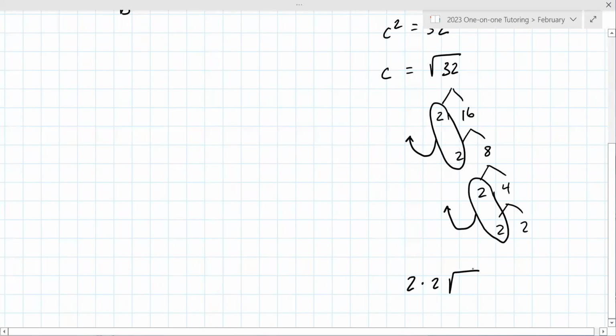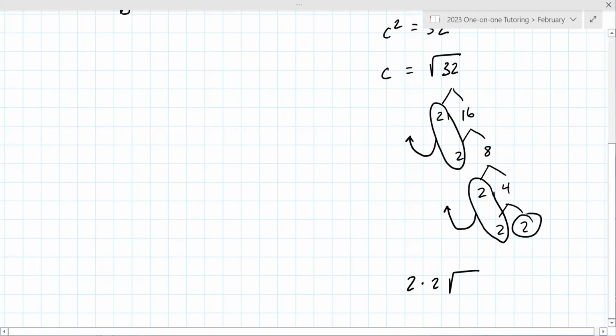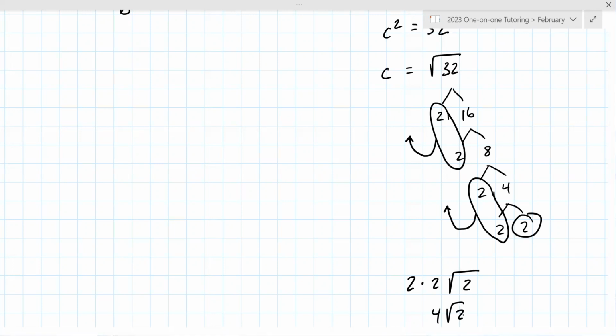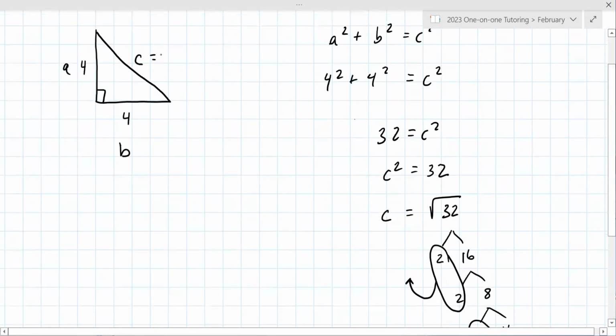And then what's left over? See what's left over here, this other 2? So it becomes 4 square root 2. 4 square root of 2. Okay. So that is the hypotenuse. Your hypotenuse is 4 square root 2.